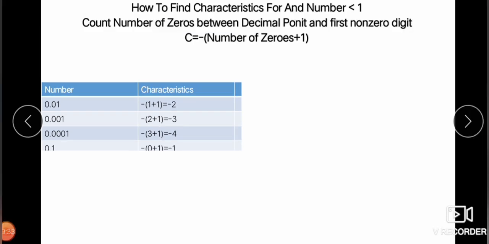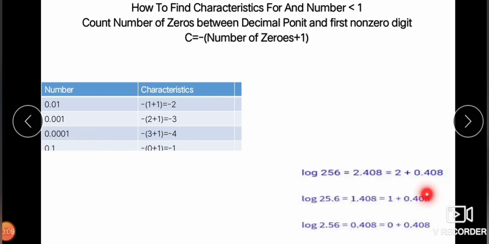0.0001 has 3 zeros. So characteristics is minus of into bracket 3 plus 1, which is equal to minus 4. So this number is also 10 raised to minus 4. And number 0.1 has number of zeros between decimal and first non-zero digit as 0. So characteristics is minus of into bracket 0 plus 1, which is equal to minus 1. So this number is also 10 raised to minus 1.